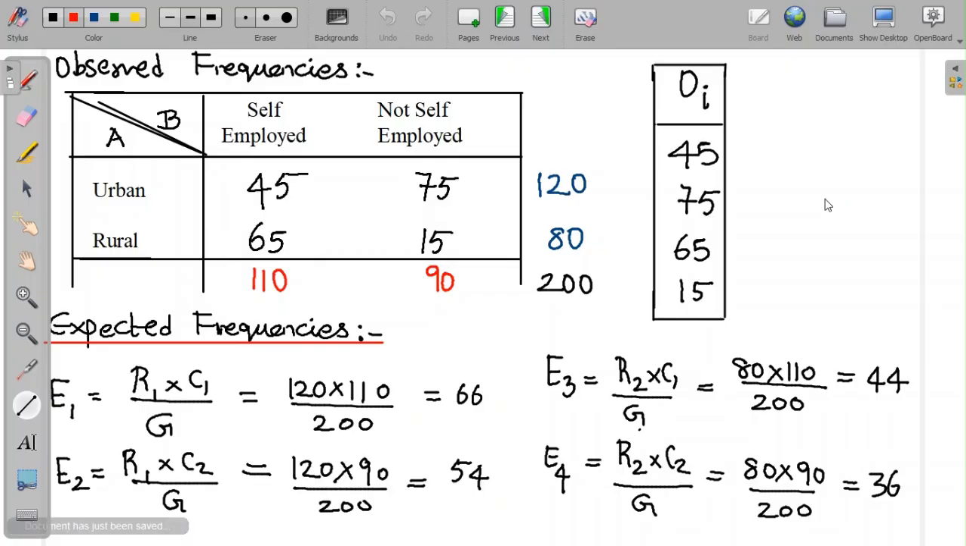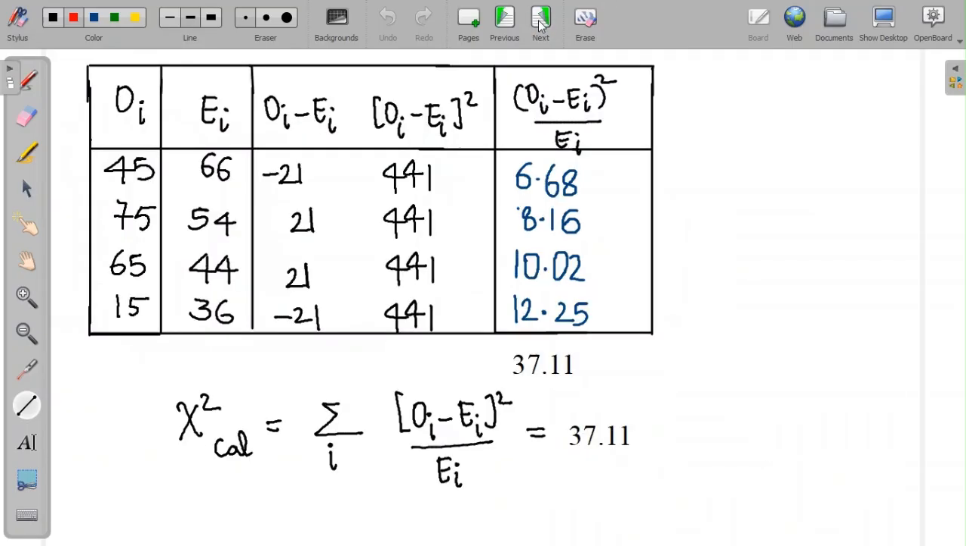65 has a row total of 80 and the column total of 110. That gives us an expected frequency of 44. And finally, 15 has a row total of 80 and a column total of 90. That gives us an expected frequency of 36. Now that all four expected frequencies are available, we pair them up with the corresponding observed frequencies.